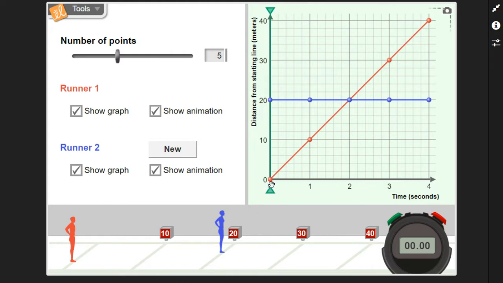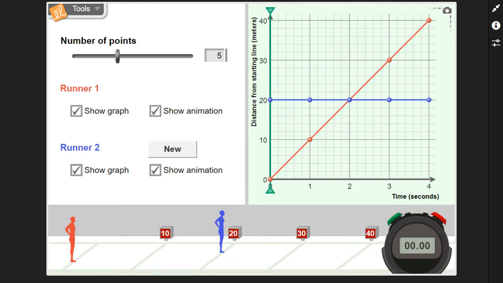So first thing I want you to notice is that this is the y-axis. This is the distance from the starting line. And on the bottom axis, the one going side to side, which we call the x-axis, is the time in seconds. So in our experiment on Canvas for today, we're supposed to watch this video, which you're doing now, to help you interpret information about the different types of distance time graphs.